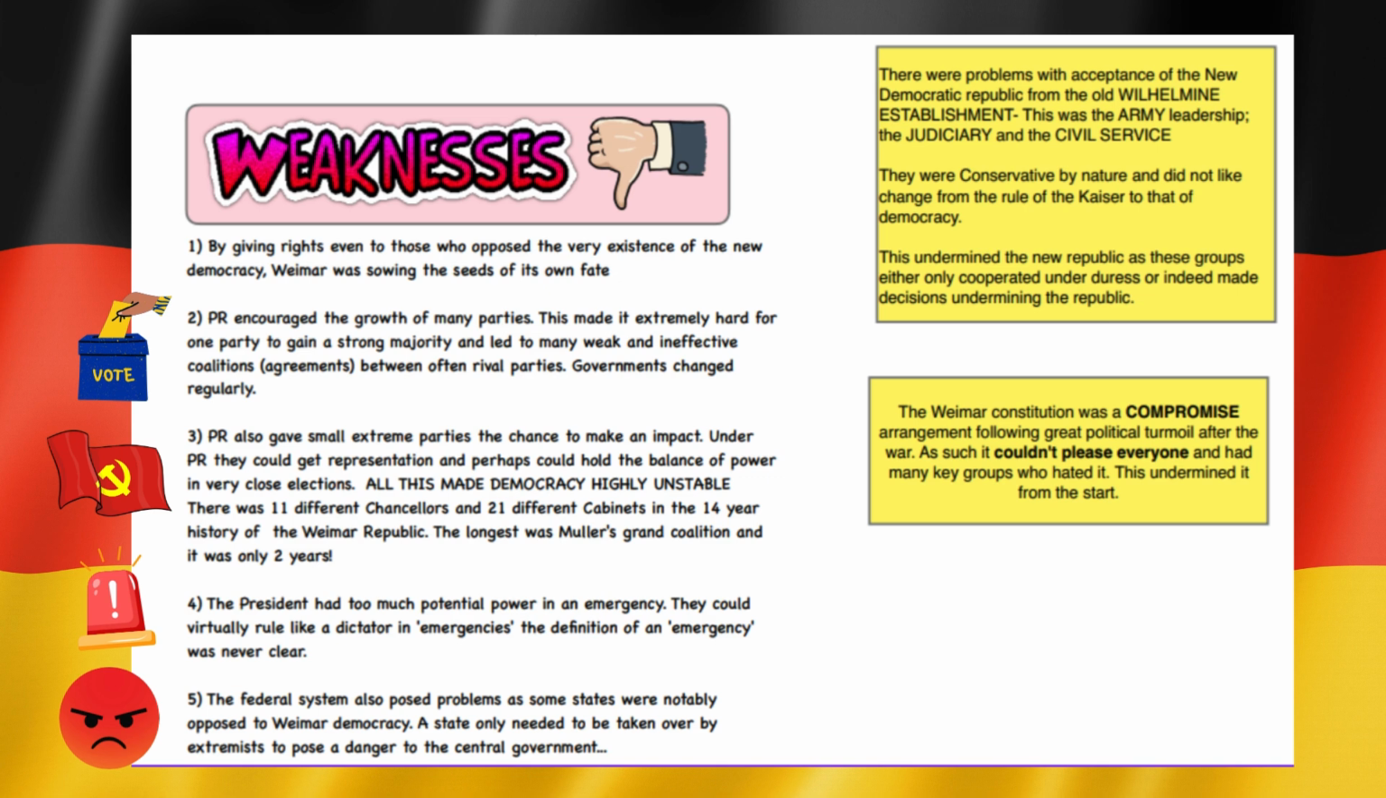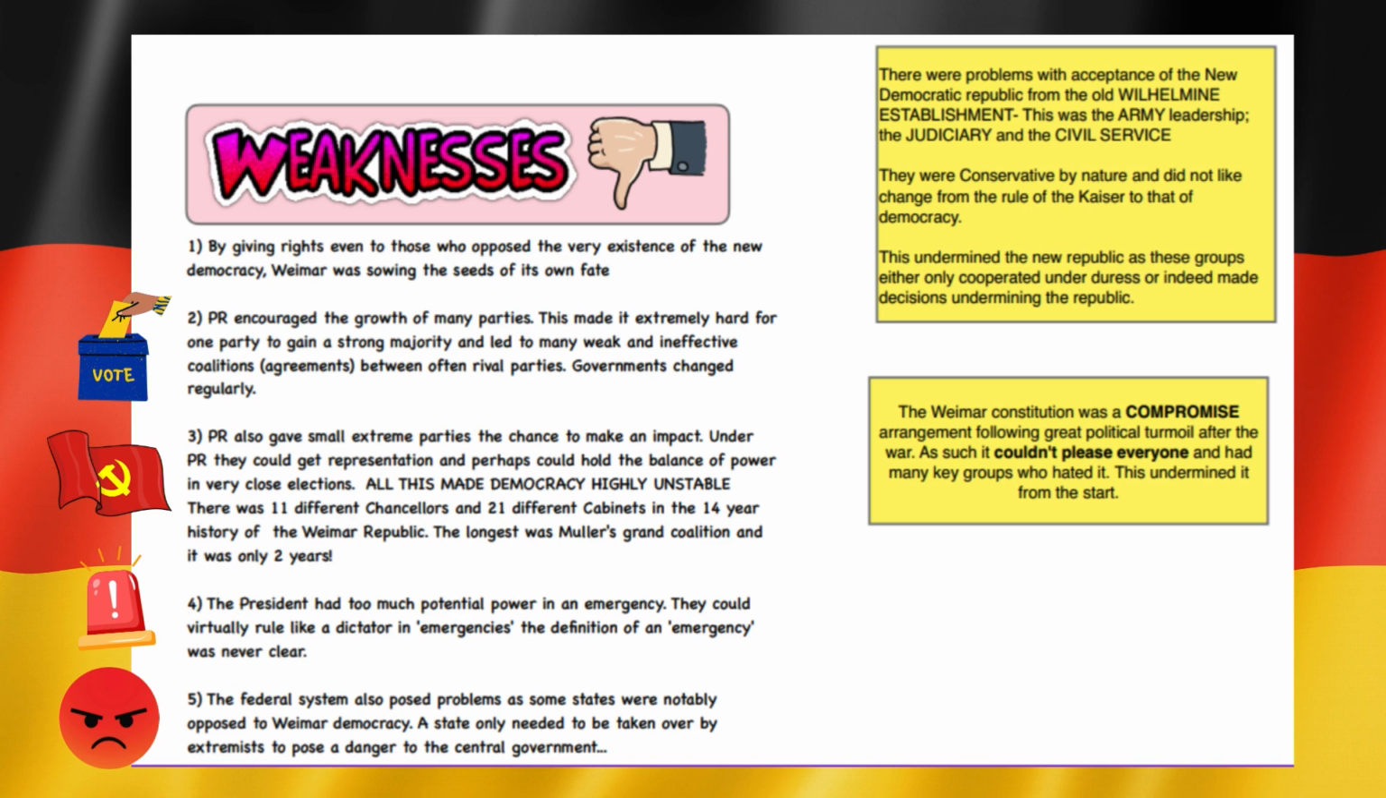There were problems as well with the acceptance of the new democratic republic. The old Wilhelmine establishment, the army leadership, the judiciary, the civil service, were loyal to what had been before. They're certainly not very loyal to the new Weimar democracy. They're conservative by nature. They didn't like the change from the Kaiser to democracy, and this undermined the new republic. You can see this in various ways in the coming sets of lessons.